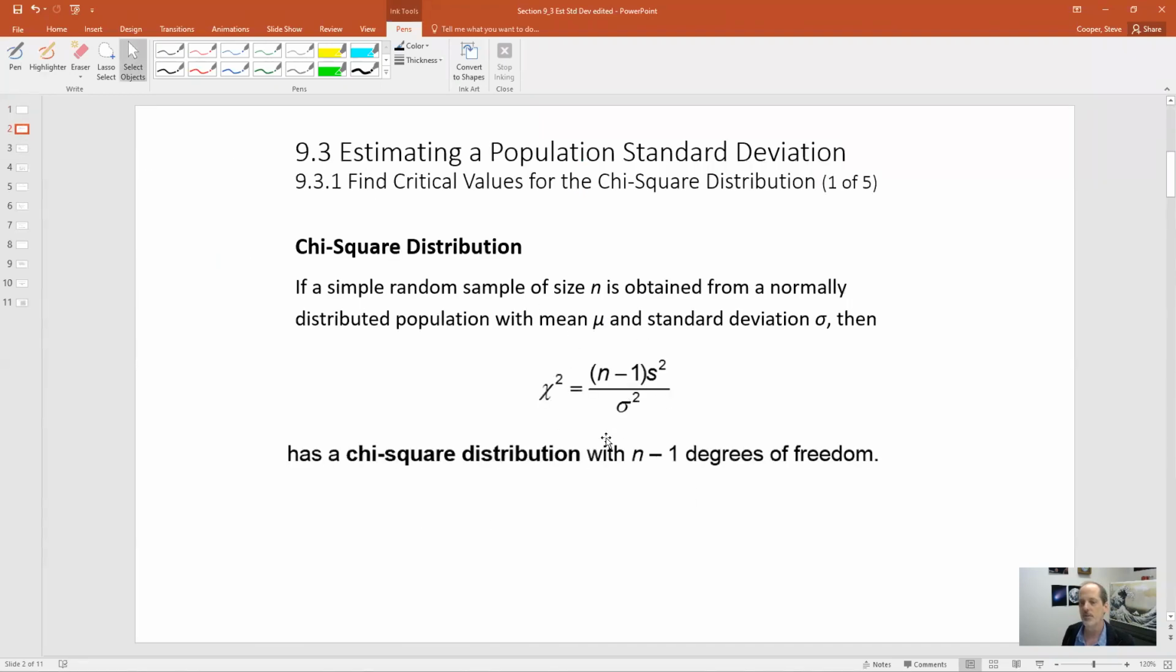This just tells you how chi-square is calculated based on a random sample. Just like last time with the means, this is going to depend on the sample size n, and we'll have to use degrees of freedom, and we always use n-1 degrees of freedom whether we're calculating an estimation for a mean or a standard deviation.